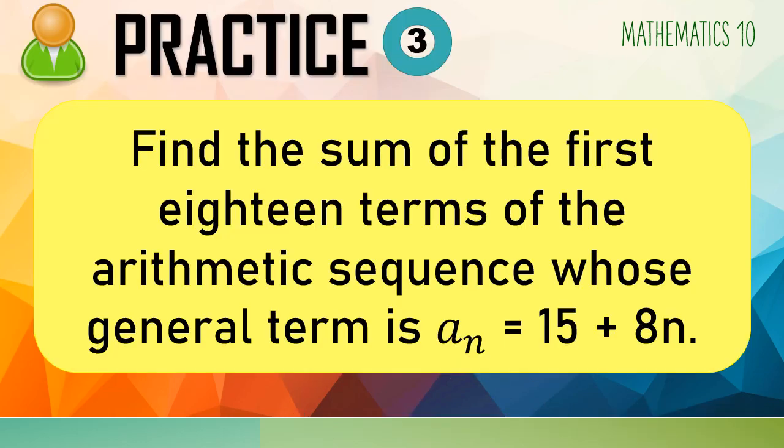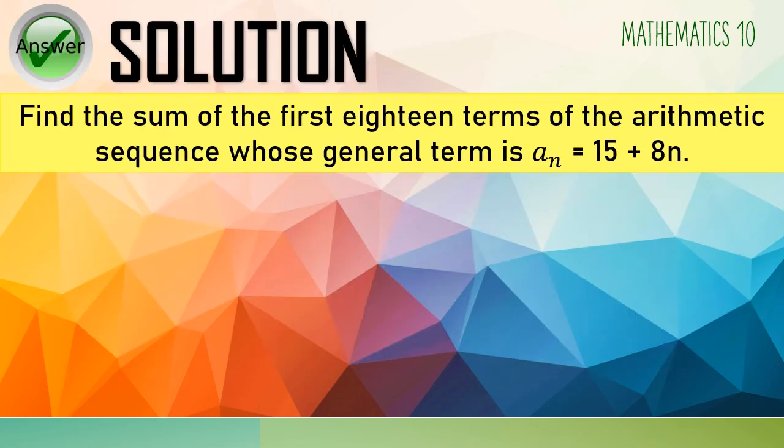Okay, so let's have our practice number 3. Find the sum of the first 18 terms of the arithmetic sequence whose general term is a sub n equals 15 plus 8n. So in this scenario, this is quite different from the two problems that I presented to you, but this is way easier than the first two problems. So here, to solve this problem, again I'm emphasizing the use of the shorter formula for arithmetic series, and so my first target here is only finding the values of both the first term and last term of the given sequence.